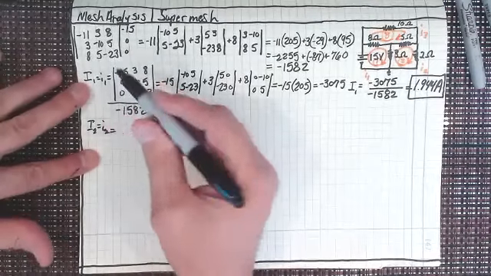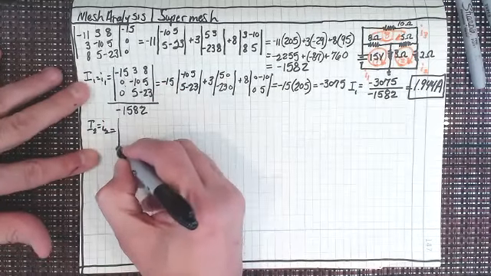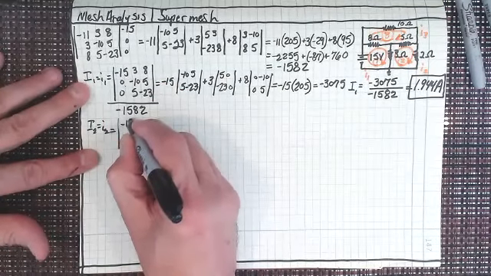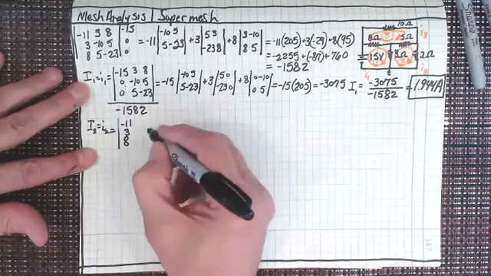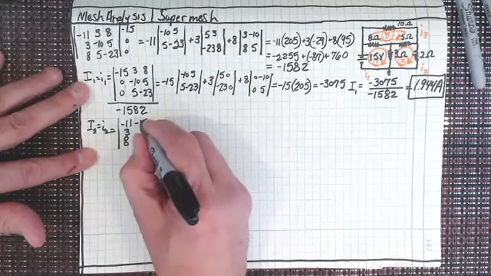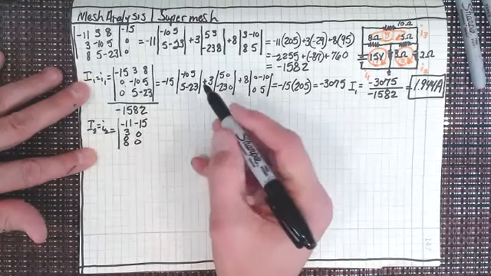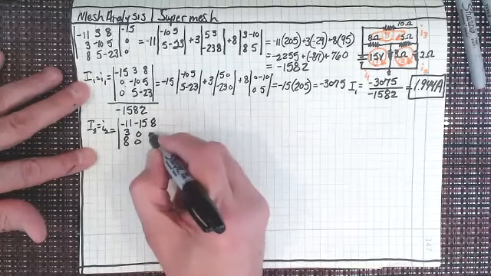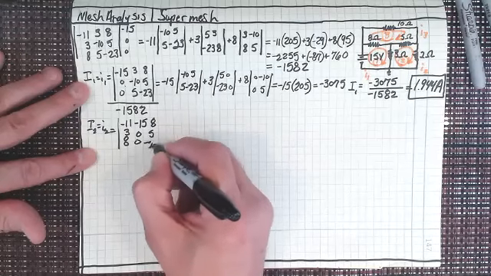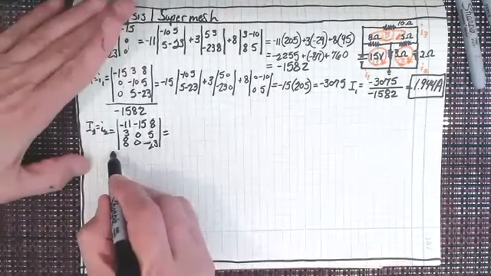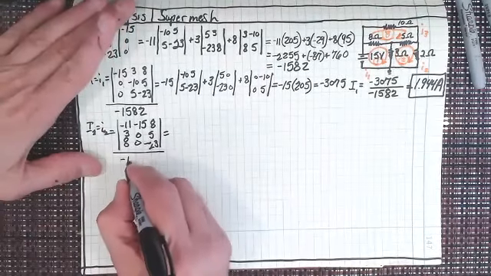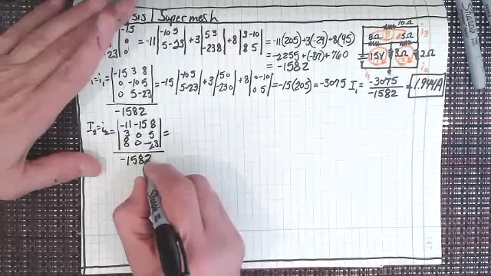So what we're going to do is take the original 3 by 3 matrix, minus 11, 3, 8. Now we're going to take the I2 column and exchange that 1, 5, 0, 0 for that column, and still keep the 8, 5, minus 23 for the third column. That's going to be on top, and of course, on bottom is going to be the minus 1582.